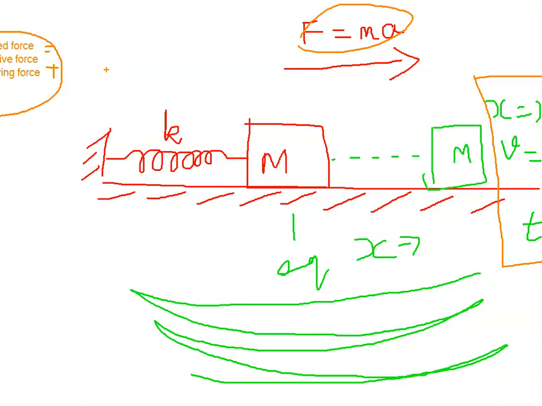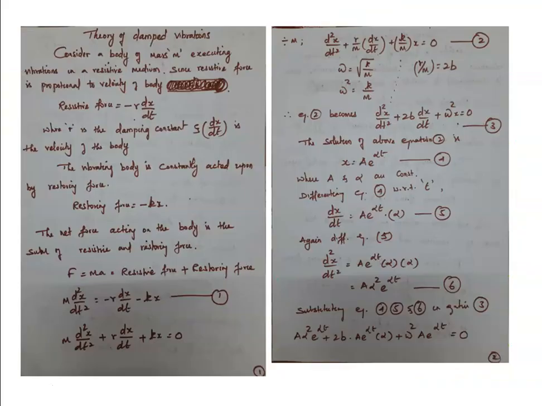Keeping these in mind, let us write the equations for the resistive force and the restoring force. Restoring force is nothing but Hooke's law. I am going to equate these to the applied force. Resistive force is equal to minus r dx by dt. Restoring force is equal to minus kx. Equate these two forces to the applied force, F is equal to ma. So m into d square x by dt square is equal to minus r dx by dt minus kx.